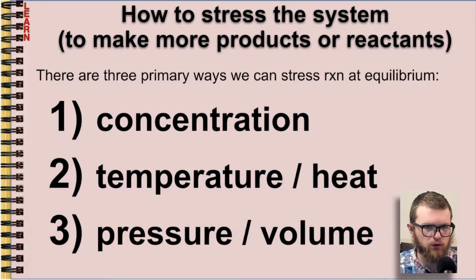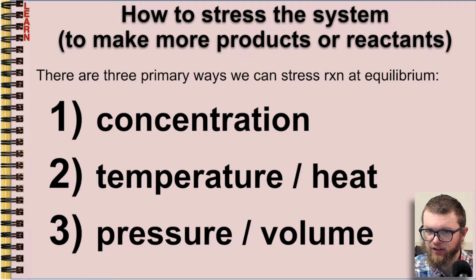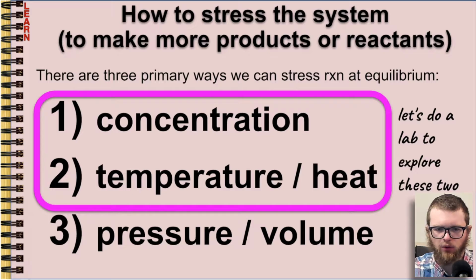So here's how to stress the system if the system's at equilibrium, if we want to make more products or more reactants. There are 3 primary ways we can stress a system at equilibrium: concentration, temperature/heat, and pressure/volume. So let's explore 2 of these in a lab, and let's explore these 2.